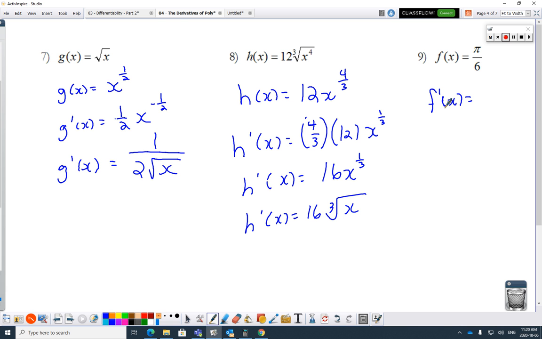Pi/6. Derivative of pi/6, Veronica? 0. Just threw that in there to try and spice things up a little bit. Pi/6 is just a number. 3.14 divided by 6, like 0.5 or something like that. It's just a constant function. Its derivative is 0.